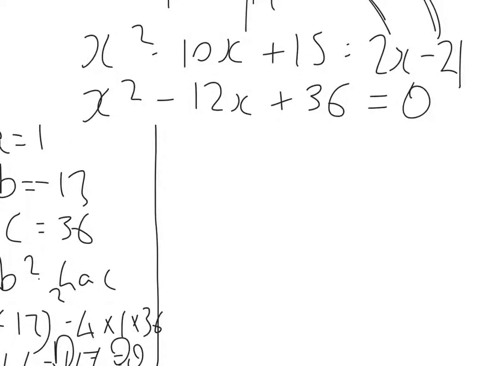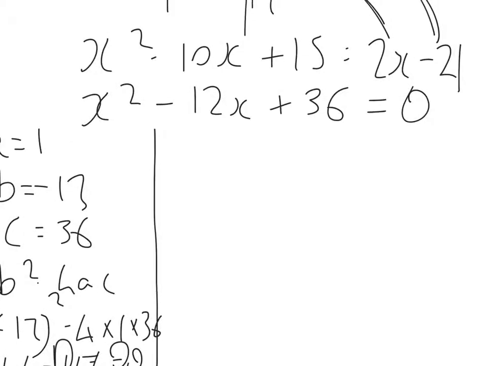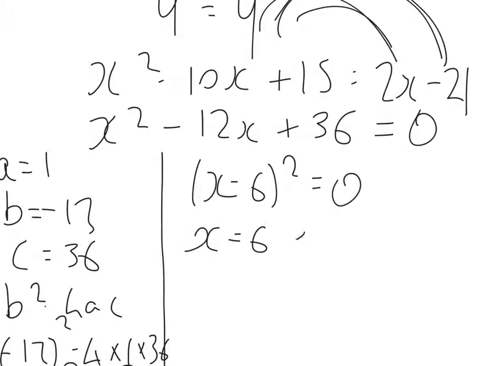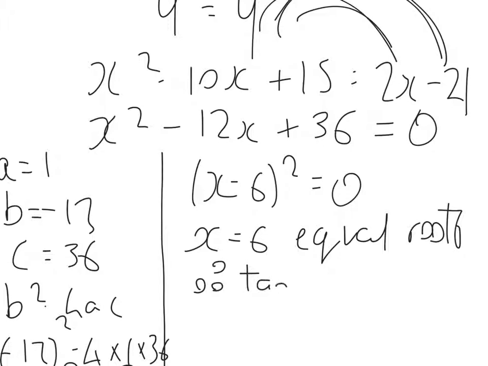Alternatively, I could show it through equal roots. So two numbers that multiply to give 36 and add together to give minus 12 are minus 6 and minus 6. So that would be x minus 6 all squared is equal to 0. So x equals 6, equal roots, therefore tangency exists.